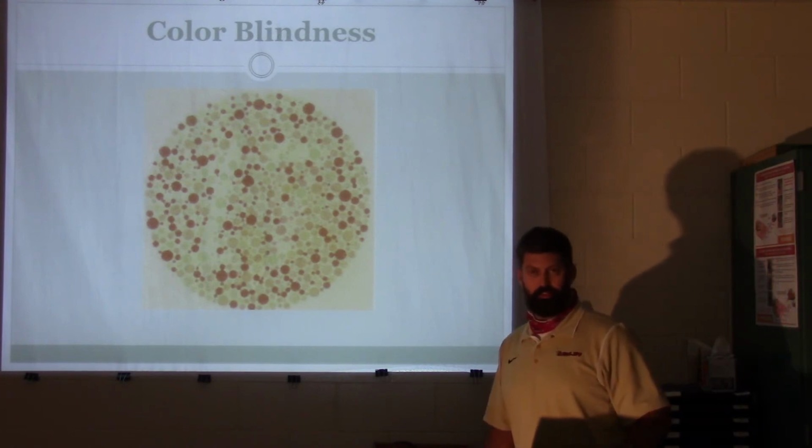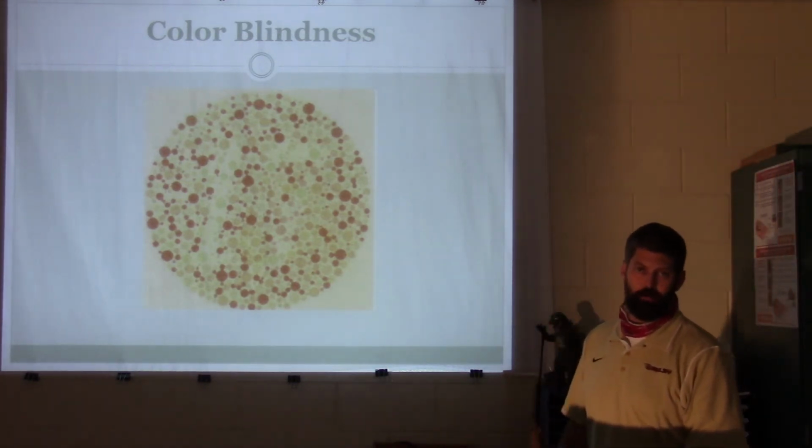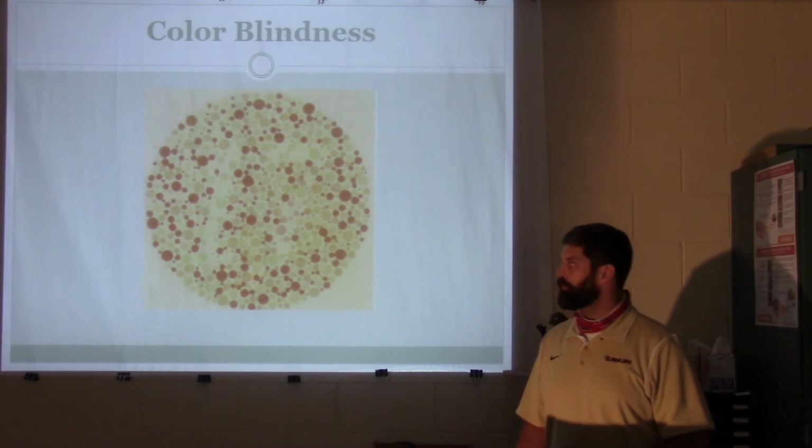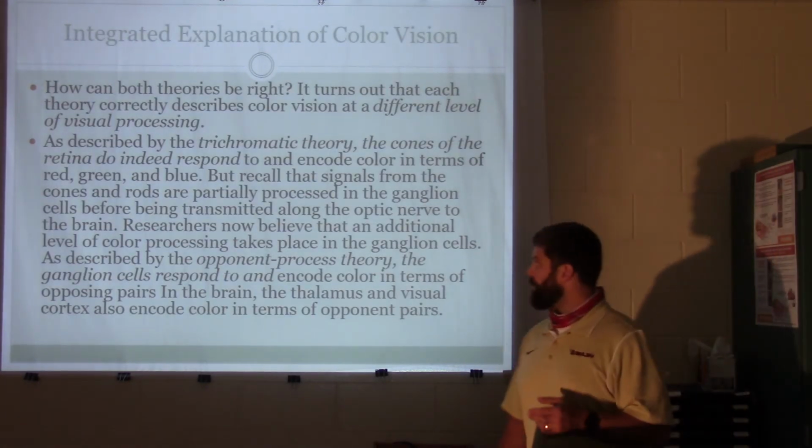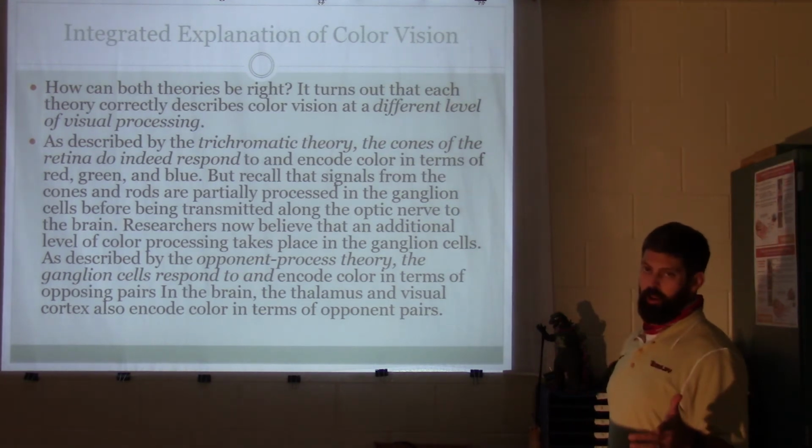So, and if you have trouble seeing it, squint a little bit. All right, integrated explanation of color vision. So let's talk about it. How can both theories be right?